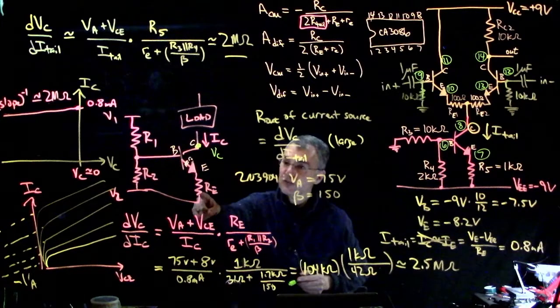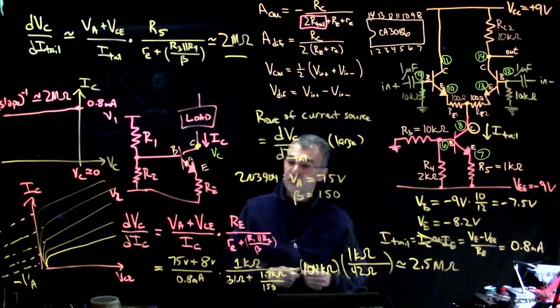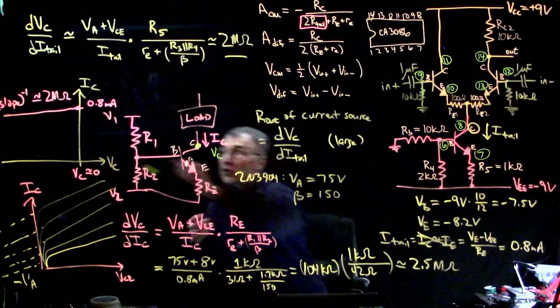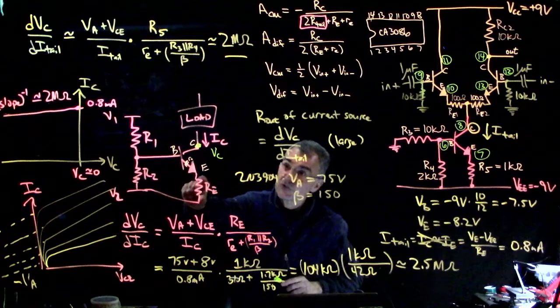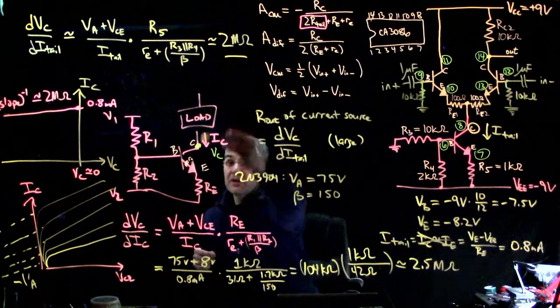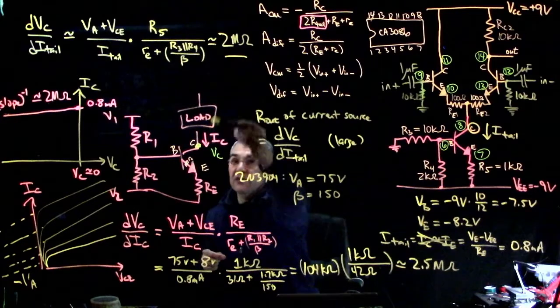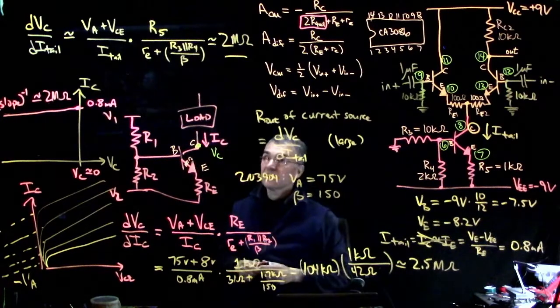So the bigger you make this emitter resistor, the better a current source you get. Although, at least the better a slope you get here. Although, if you make this resistor too big, then it becomes easier to saturate the transistor as this current goes up, because the collector emitter voltage shrinks more easily.